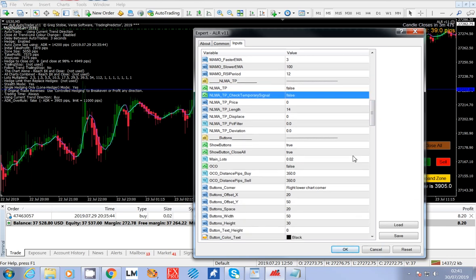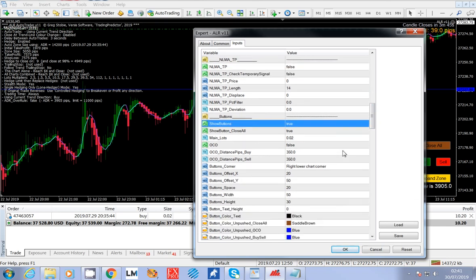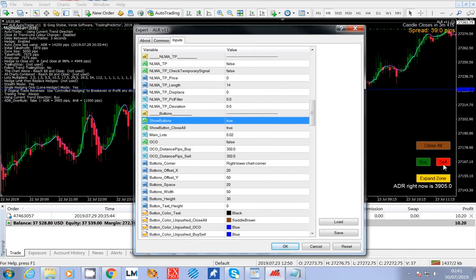What's next? Buttons, pretty self-explanatory. Show the buttons, these ones here. It shows the buttons. The close all button here means that you can, if you want, close all trades that happen to be open. For whatever reason you might want to do it, you can press this button and everything will close. Just a quick and easy way of closing any open hedges or trades.